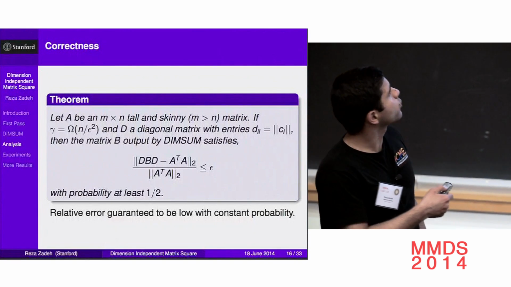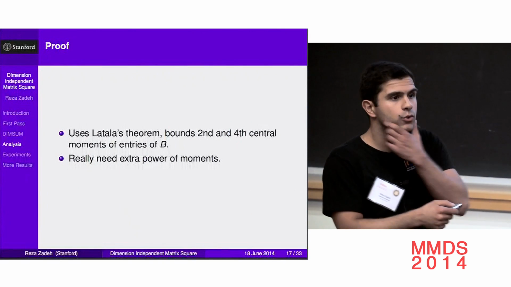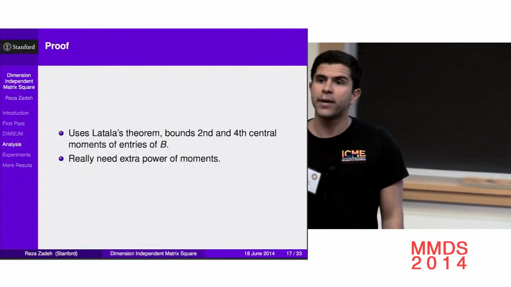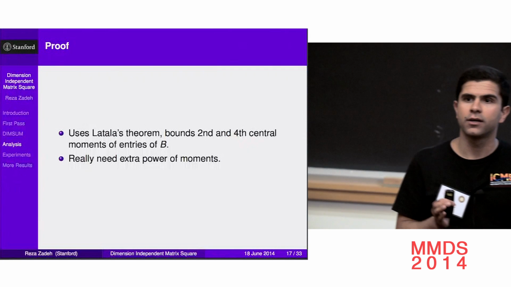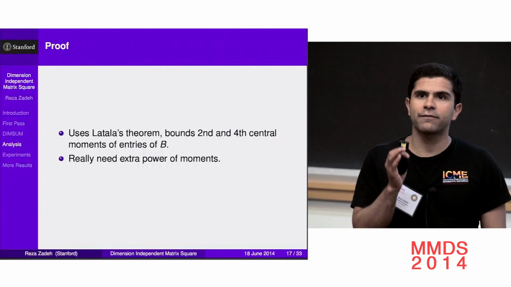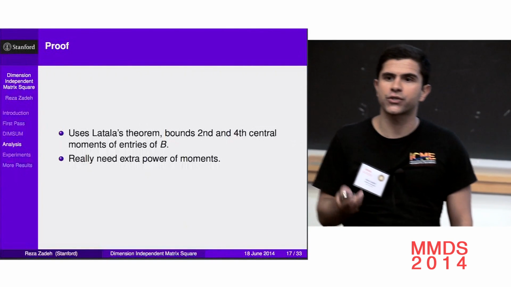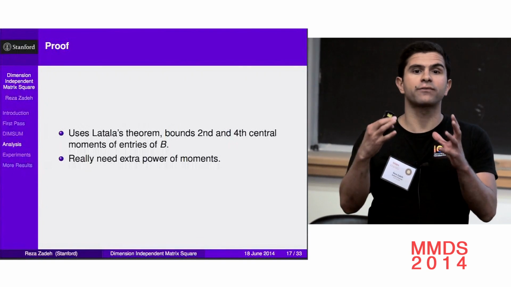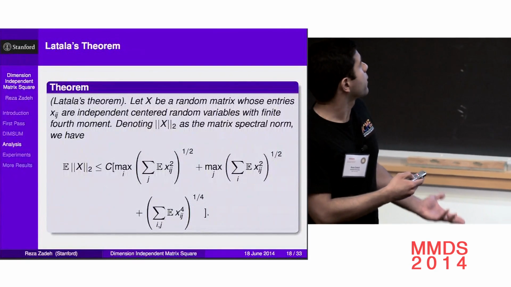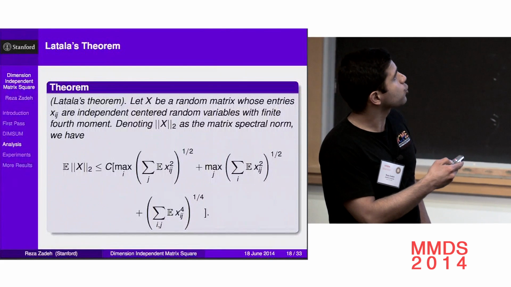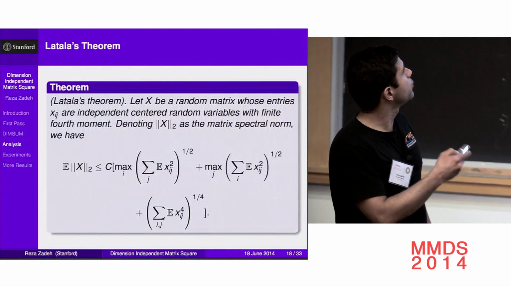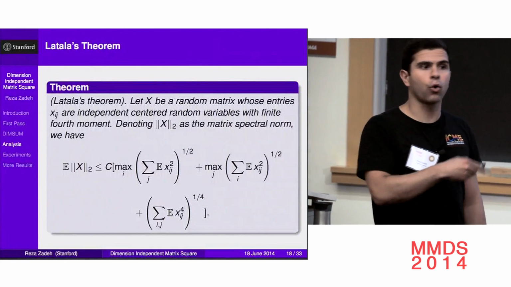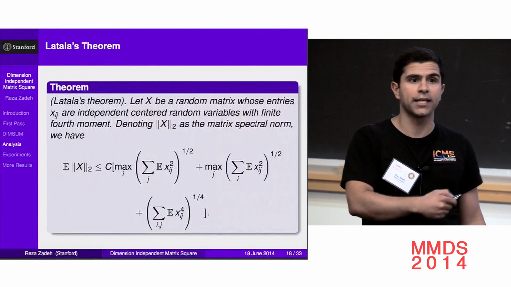Okay, so the proof of this theorem uses a concentration inequality that I haven't seen used much: Latala's theorem. It's worth going into for maybe 2 minutes. Given a matrix that has centered random variables that are independent as its entries, if you can control the second and fourth moments of those entries, then you can also control the 2 norm of the resulting random matrix. Here's the theorem. It says that if you have the second central moment and the fourth central moment, then you can use that to bound the expectation of the largest singular value of the resulting random matrix. And that's the core of the proof for the concentration of the singular values in DIMSUM.